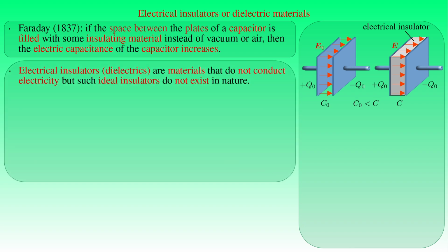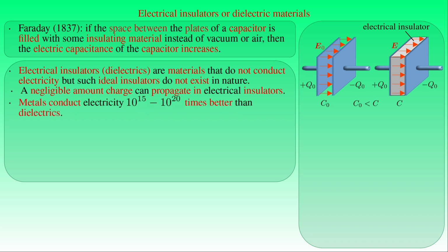Electrical insulators or dielectrics are materials that do not conduct electrical current, but such ideal insulators do not exist in nature. All substances conduct electricity even if to a negligible extent. In general, metals conduct electricity 10^15 to 10^20 times better than the materials called dielectrics.